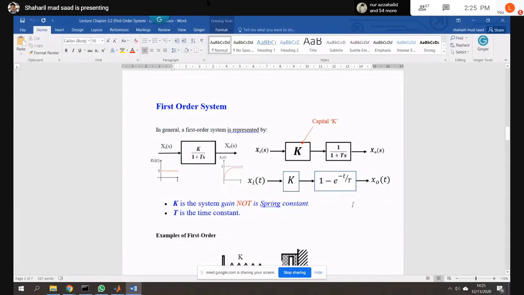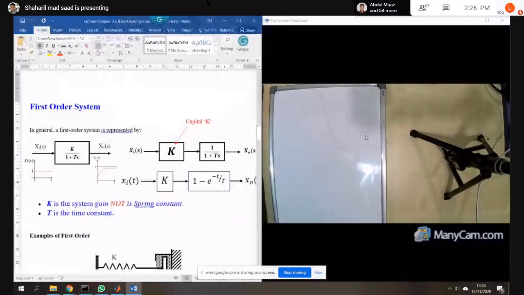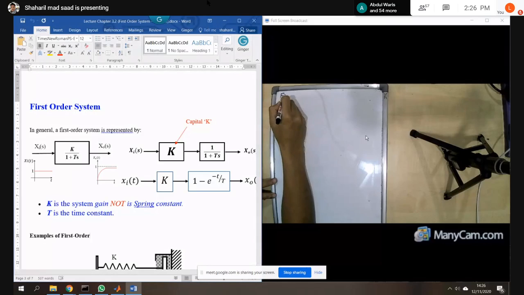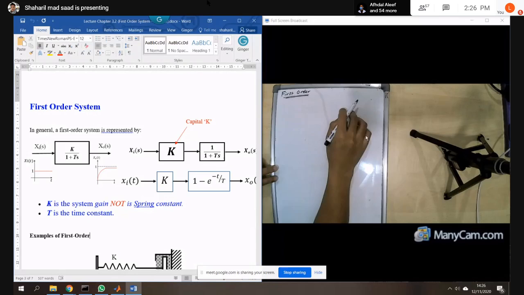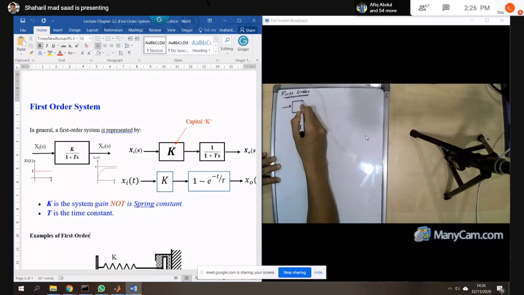Okay, normally your test one covers up to this topic, first order system. In general, the first order system can be represented as this block diagram and this equation. First order, right? It's like the Star Wars movie, you have the first order. Now you have the general equation for the first order system.